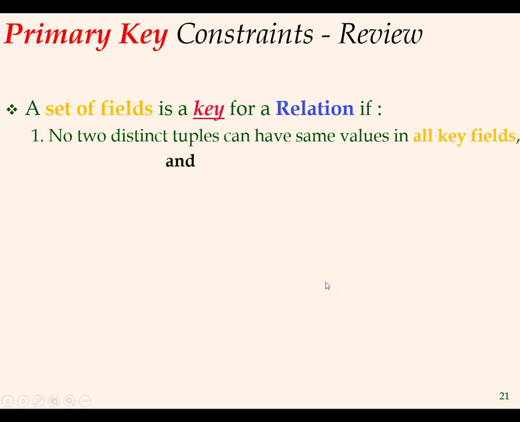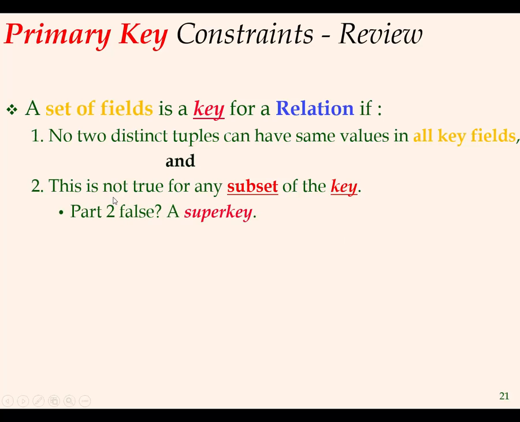Okay, so let's look at the key. So a set of fields is a key for a relation if not two distinct tuples have the same value in all the key fields, and it's a minimum subset. Okay, so there's not a subset that will also make two distinct tuples not have the same values. Now, if part 2 is false, that means it's not minimum. That is a super key.